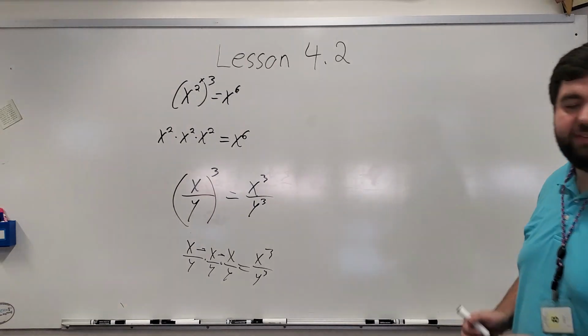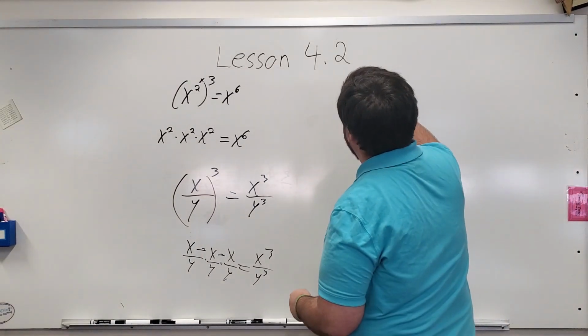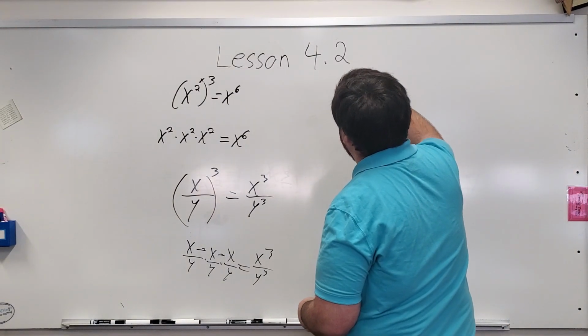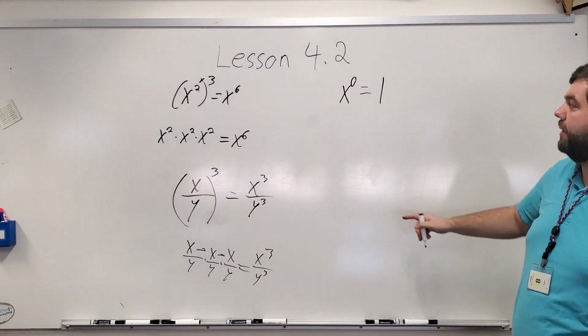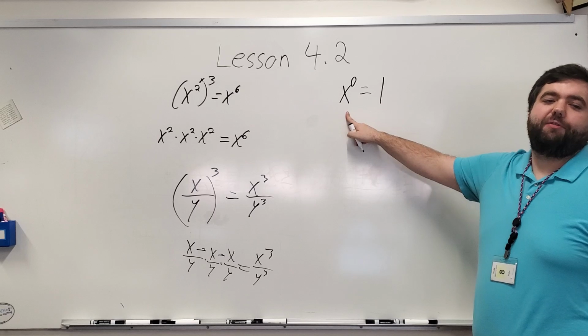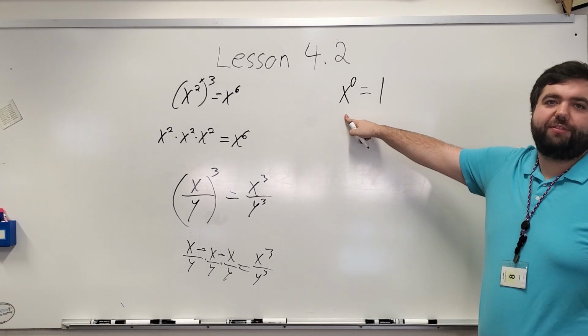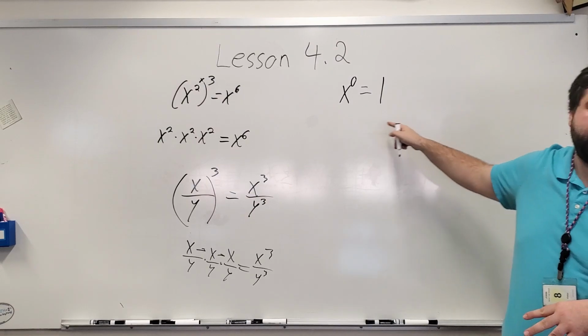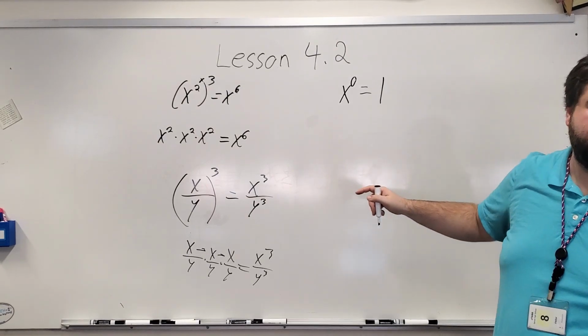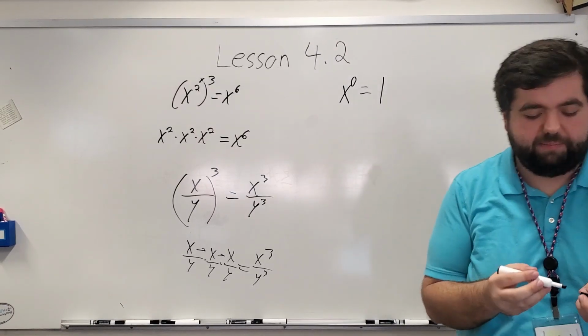Next, I have the 0 exponent, and this says anything to the 0 power is equal to 1. So it doesn't matter if it's x, if it's 100, if it's 0. Anything to the 0 power is 1. Okay?